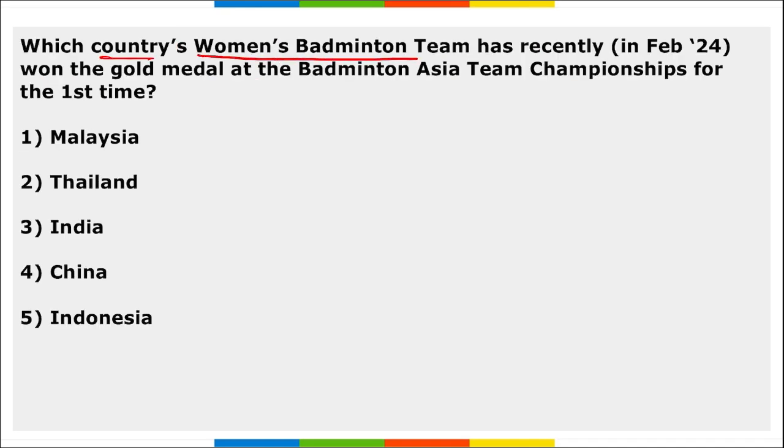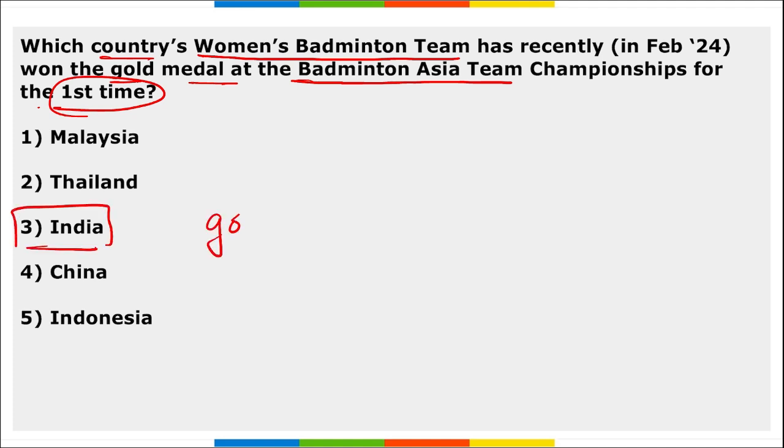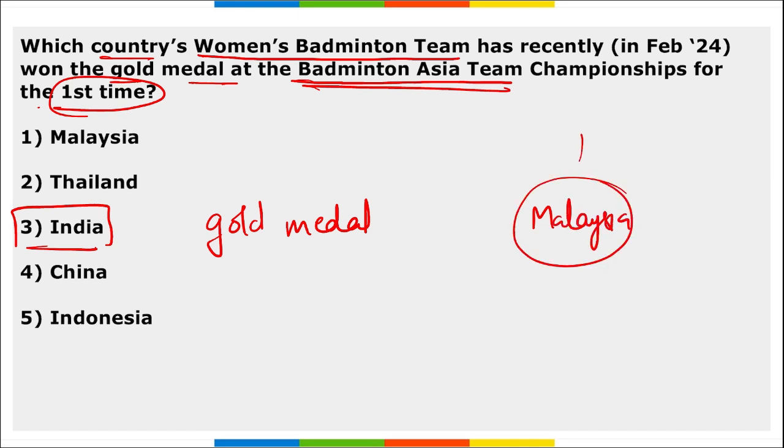Next, which country's women's badminton team has recently won the gold medal at the Badminton Asia Team Championship for the first time? So remember, our Indian women's badminton team recently won the gold medal at the Badminton Asia Team Championship for the first time. Right? Take a note of this. The final event was held in Malaysia, and in the finals, India defeated Thailand by 3-2 to win this title. Correct? So Thailand was in second position, and the third position was Japan and Indonesia.